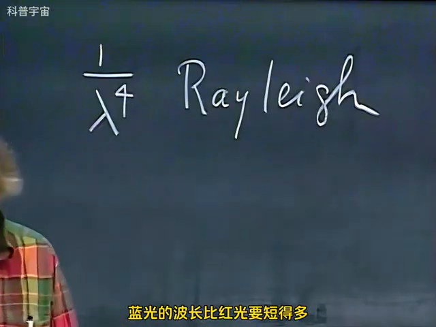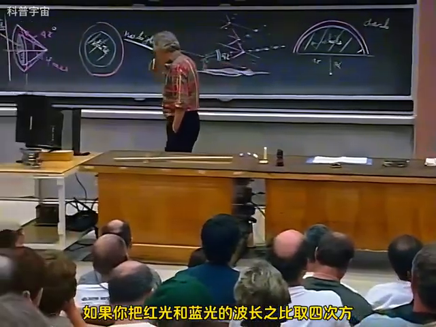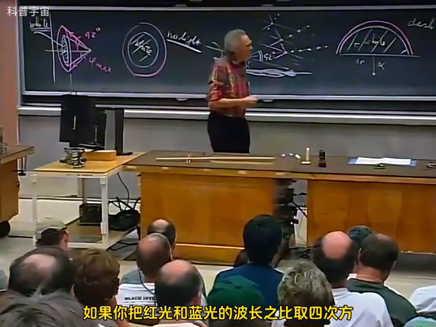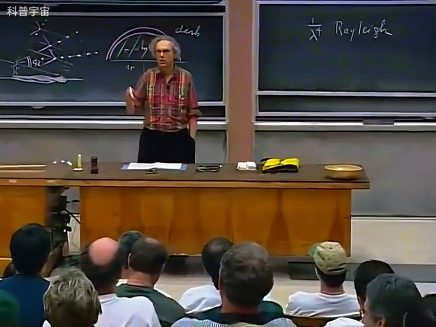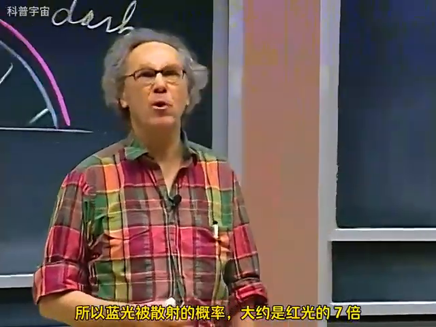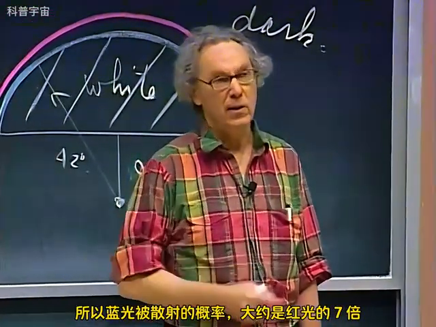Now blue light has a much shorter wavelength than red light. And so if you take the ratio of the wavelengths of red and blue, raise that to the power 4, depending upon what you choose for the wavelength, you get about 7. So the blue light would be about 7 times more likely to scatter than the red light.